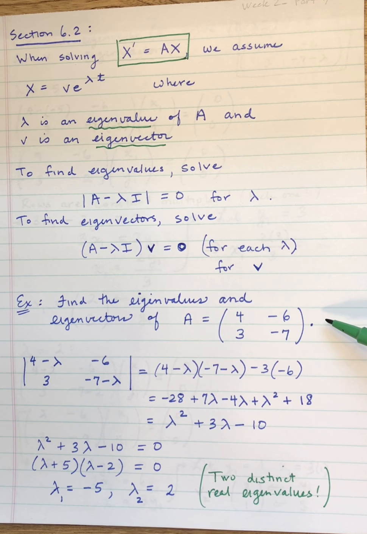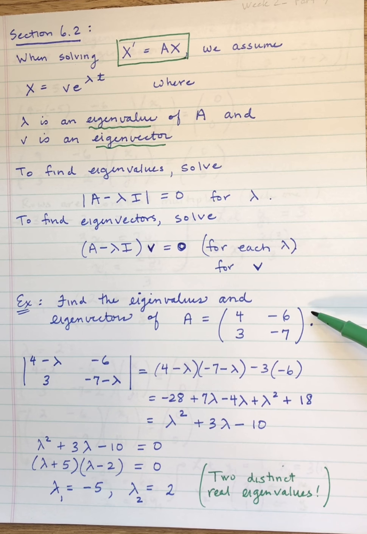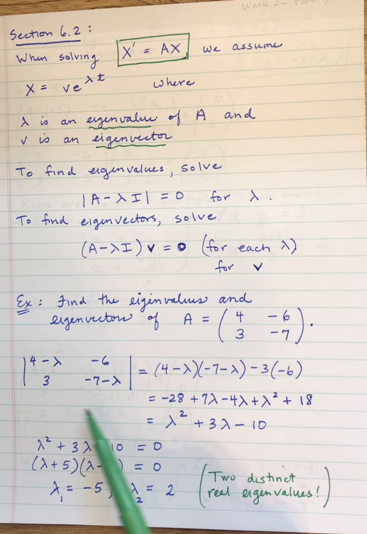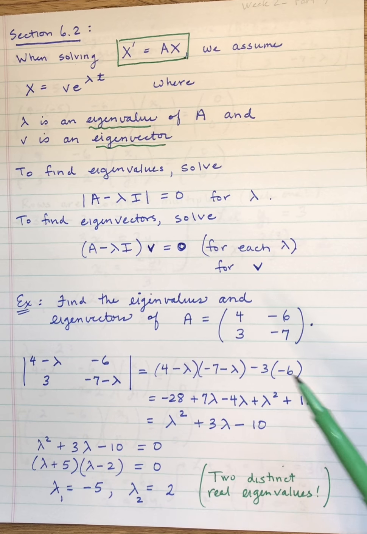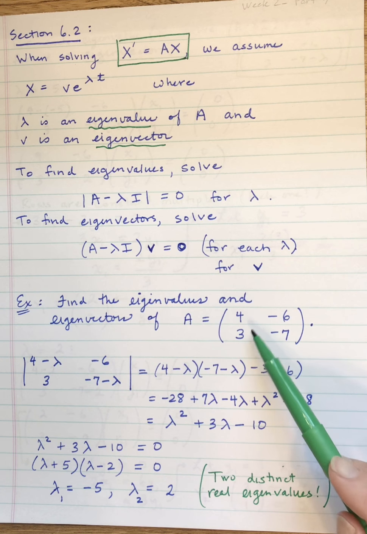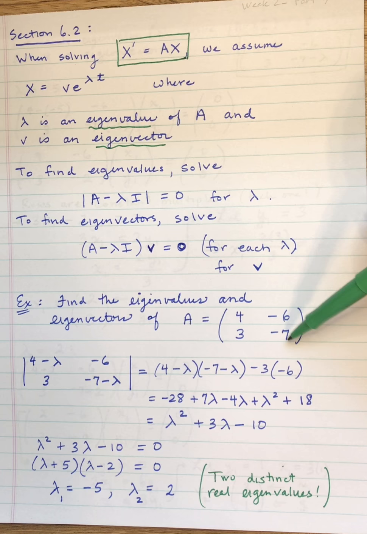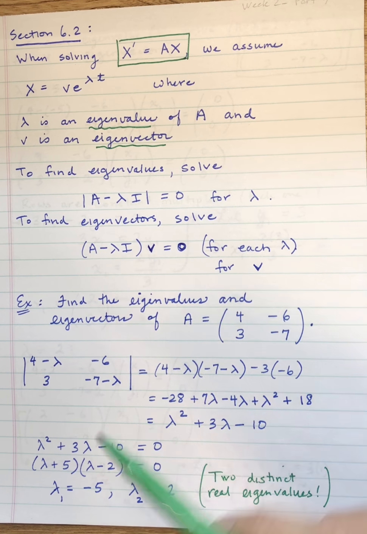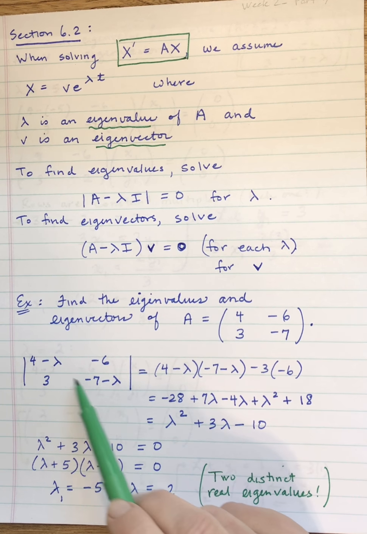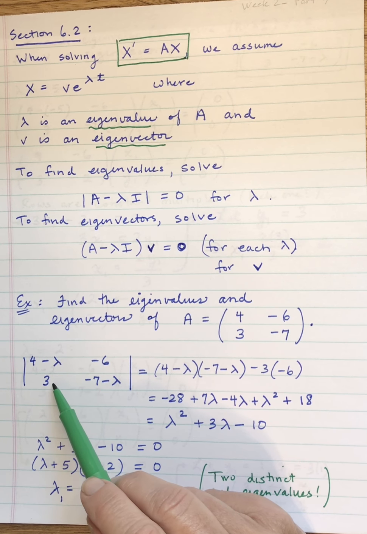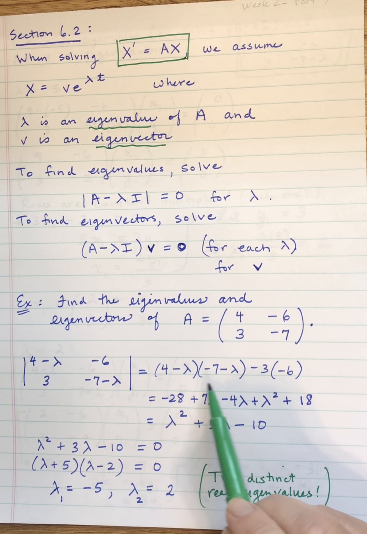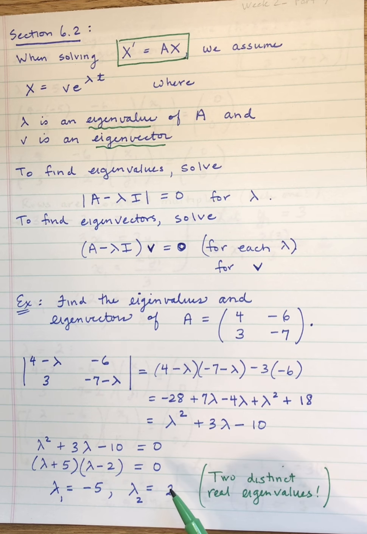Let's find the eigenvalues and eigenvectors of the matrix A given by 4, -6, 3, -7. Here we're finding the determinant of the matrix A minus lambda I. The easiest way to write down A minus lambda I is just to subtract lambda from the elements along the diagonal. Then we take the determinant: we multiply these two terms together and subtract the product of 3 and -6. So we have this product minus 3 times -6.